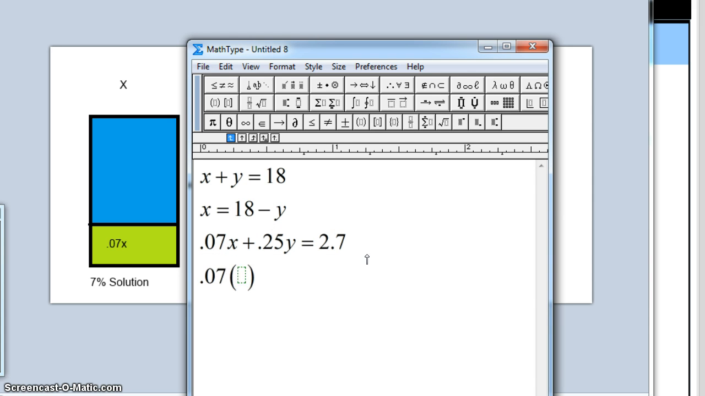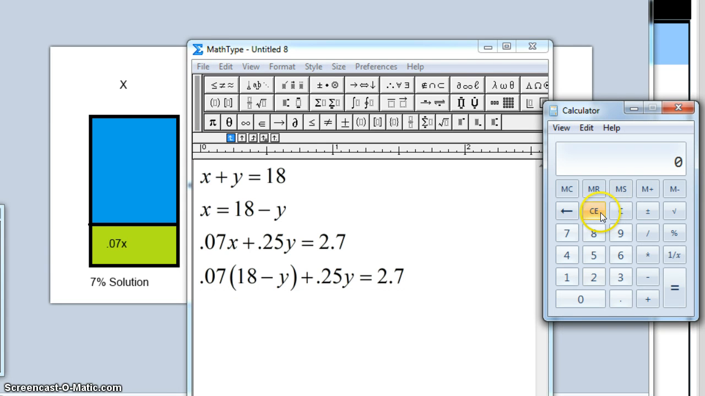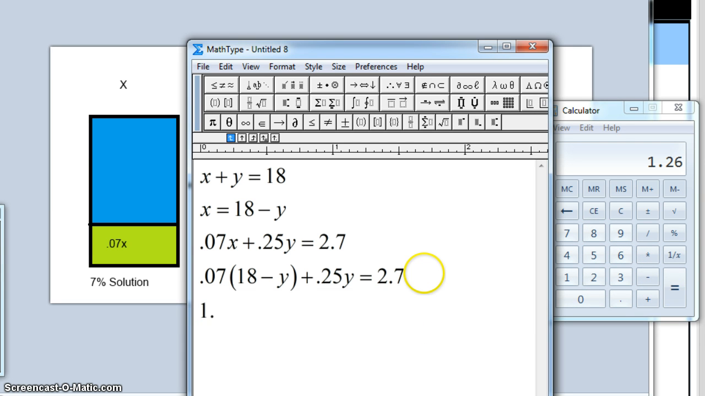0.07 times 18 minus y plus 0.25y equals 2.7. Okay, now again, use a calculator here because even I'm nervous about these decimals. So 0.07 times 18 is 1.26. So 1.26 minus 0.07y plus 0.25y equals 2.7. Okay, let's combine like terms.